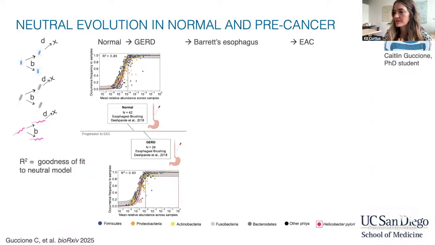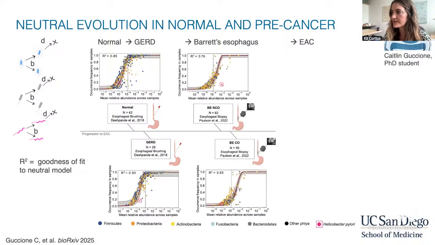Okay, so what about our data sets? When we looked at whether the neutral model was appropriate for this data, we saw that in normal and GERD samples, the neutral expectation fit fairly well. R-squared is over 85 for these data sets. And in Barrett's, we also saw fairly high fits to the neutral model with some exceptions.